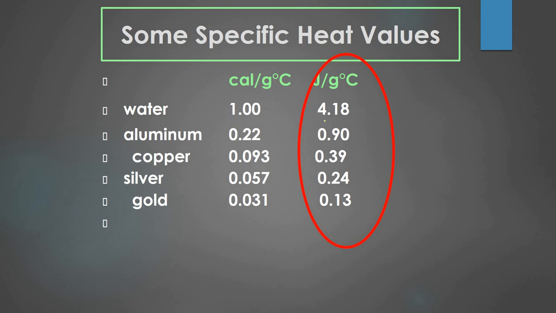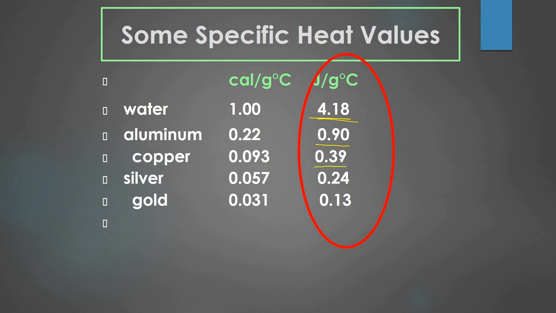So you'll see water has a very high specific heat. It takes 4.18 joules of energy to raise 1 gram of water by 1 degree Celsius, where aluminum is a lot lower. If we look here, it would take only 0.90 joules of energy to raise 1 gram of aluminum 1 degree Celsius, which is why we said it would only take 5 minutes.